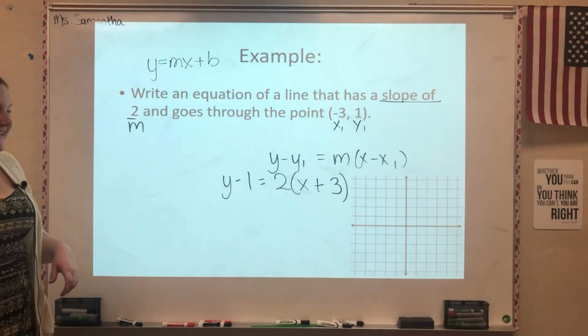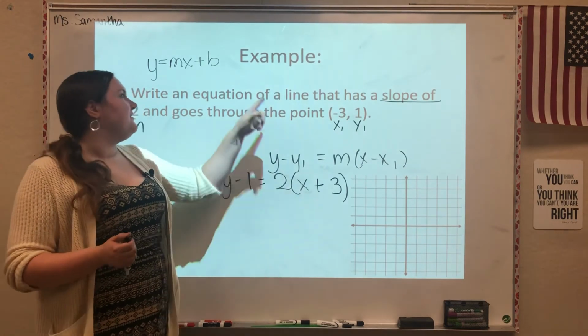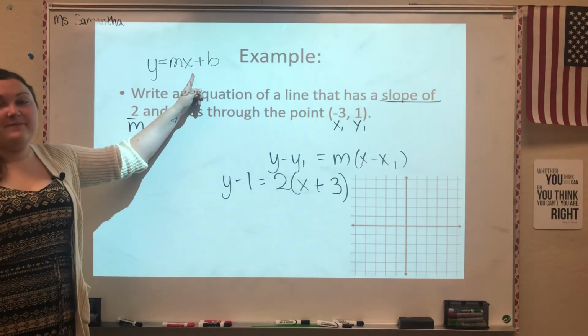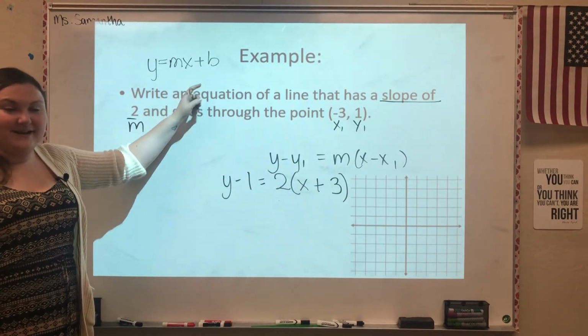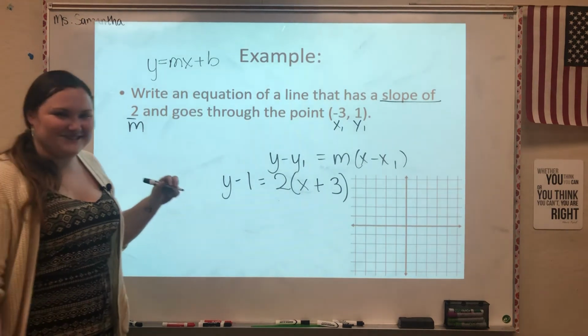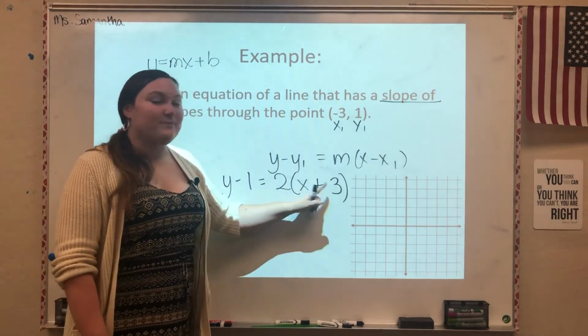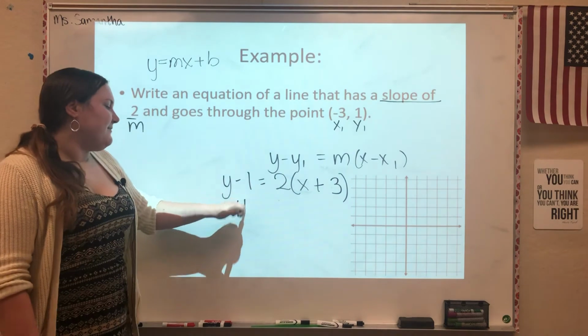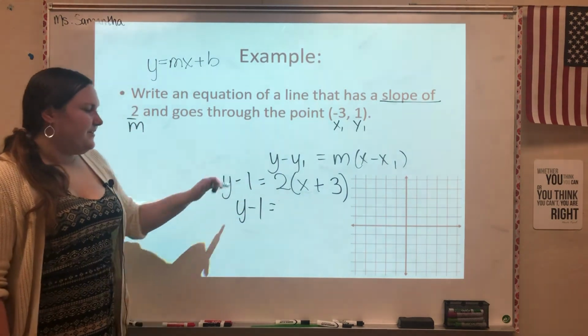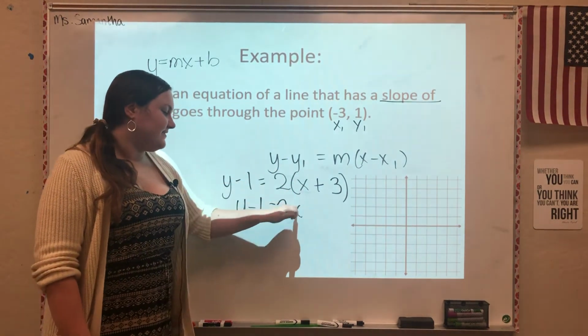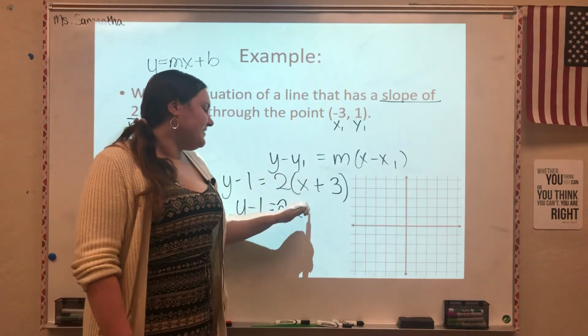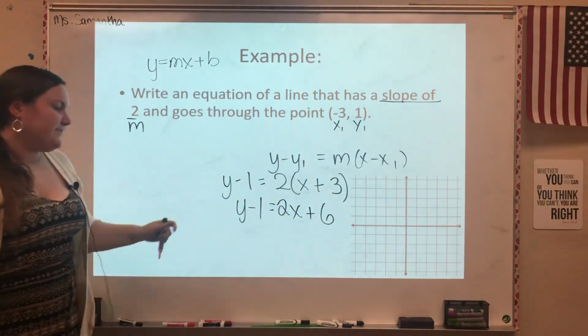Well, usually in class I see parentheses. The slope-intercept form doesn't have parentheses, so let's get rid of those. And I would say, yes, that sounds like a great idea. Let's do that. Let's multiply that 2 to what's inside the parentheses. That would give us y minus 1 equals 2 times x is 2x. 2 times 3 is 6. So we're left with that.